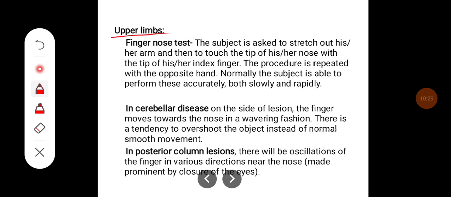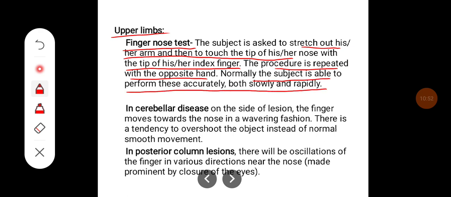In upper limbs, the finger nose test. The subject is asked to stretch out his or her arm and then to touch the tip of his or her nose with the tip of the index finger. The procedure is repeated with the opposite hand. Normally, the subject is able to perform this accurately, both slowly and rapidly.